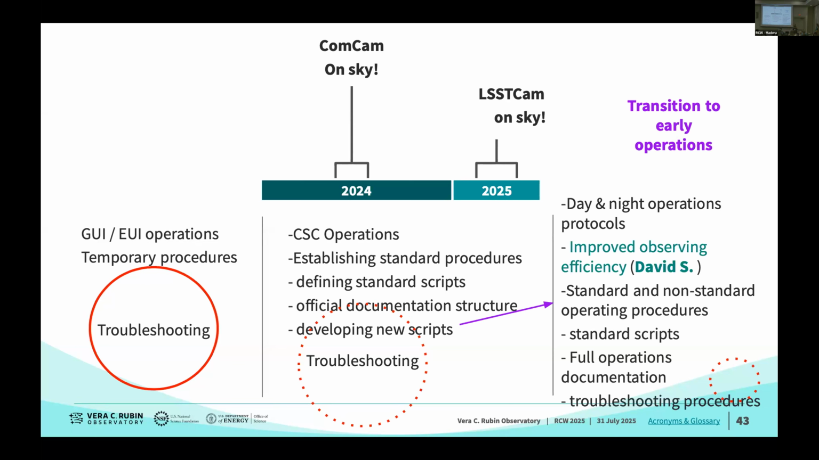Where we want to be once we are in early operations is basically to have a good handle on the day and night operations protocols. For example, protocols for dome opening and closure conditions, managing environment, emergencies, etc. Improve observing efficiency, having standard and non-standard operating procedures, standard scripts where the scripts that we are still developing hopefully will eventually evolve into standard established scripts, full operations documentation that we will be delivering, and very minimal troubleshooting.